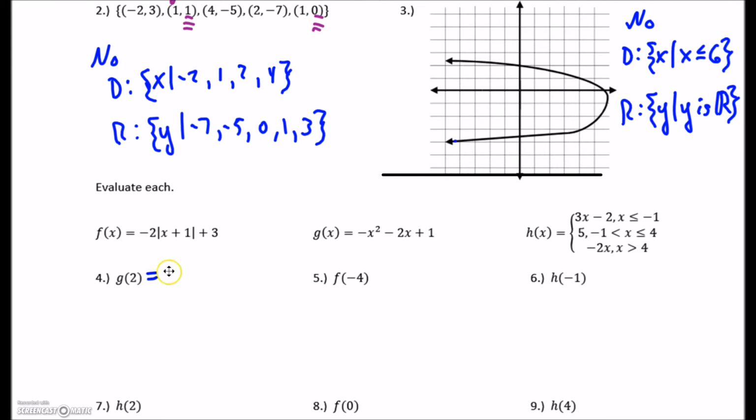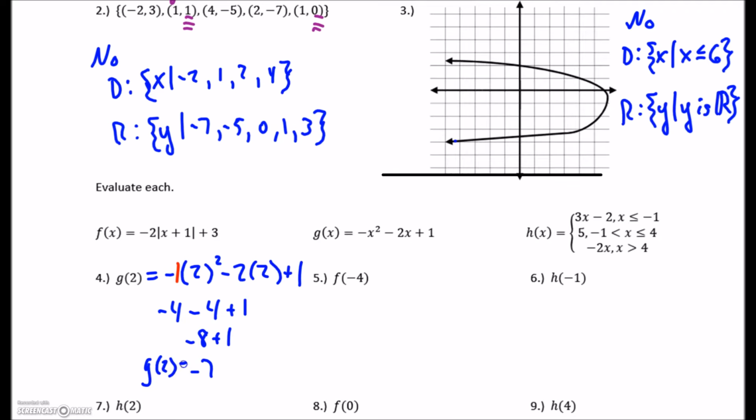This is like a negative x squared minus 2x plus 1. Okay, that's essentially what this thing is saying. But instead of x here, I've got a 2 in the parentheses, which means I'm going to plug a 2 in for each of these. And now I follow order of operations. This is like a -1 out front, so I have to square this thing first before I multiply. So 2 squared is 4, then times the -1 is a -4, minus 4 plus 1. And now I add these together, that's a -8 plus 1, which is a -7. All right, so I say g of 2 actually equals a -7.